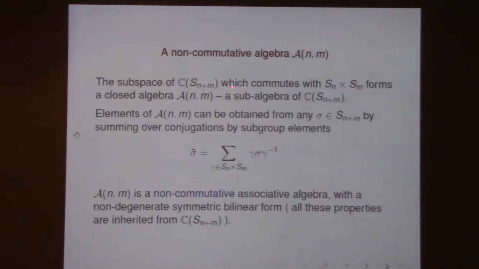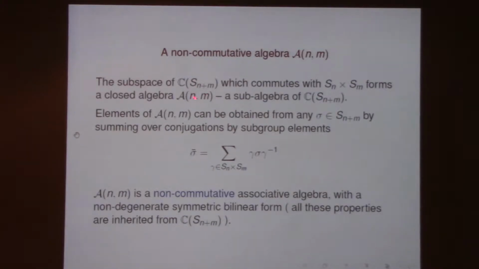So therefore, there is an algebra which depends on n and m. It's the subspace of the group algebra of the symmetric group on n plus m objects, arbitrary linear combinations of these things, which commutes with the subgroup. Turns out that this subspace actually forms a closed algebra. So it's not just a subspace, it's a closed subalgebra. And that subalgebra we're going to call A n,m.